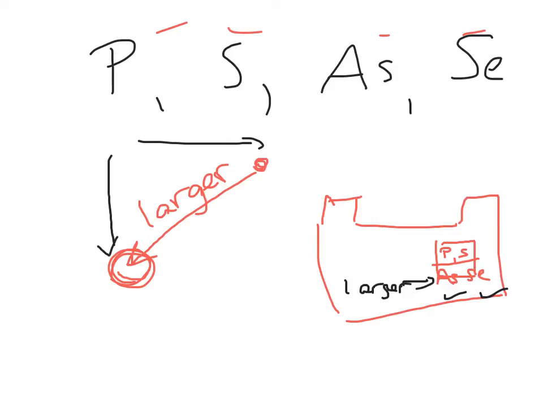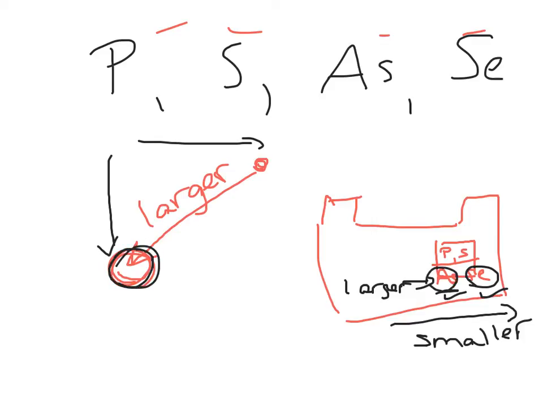Now you have to remember that as you go left to right across a period, the atomic size gets smaller. So selenium is actually going to be smaller than arsenic. So arsenic again is the closest to the lower left, so it's the largest. So we're going to place it here. Then because selenium is in a larger period, it's going to be larger than the other two above it. Same trend when you're comparing phosphorus and sulfur.